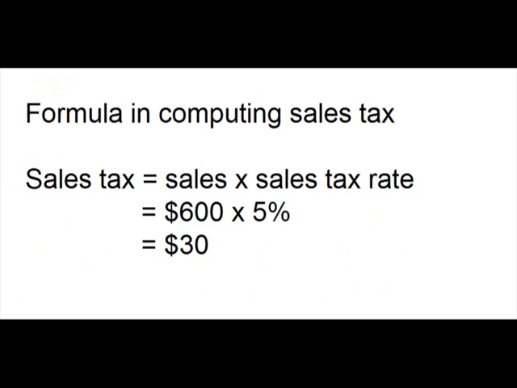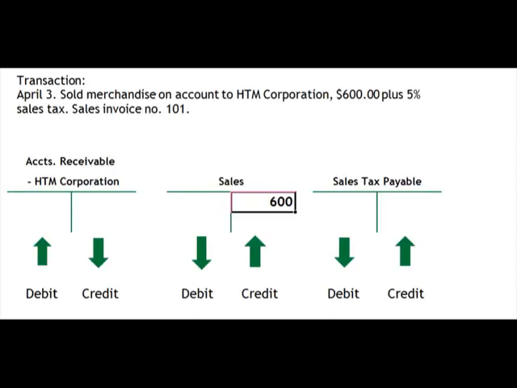The following is the formula for computing sales tax. Sales tax is equal to the sales multiplied by sales tax rate. $600 multiplied by 5% is equal to $30. So the amount of sales tax payable will be recorded on the credit side of the T account.